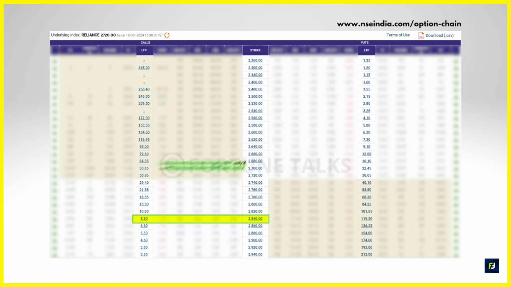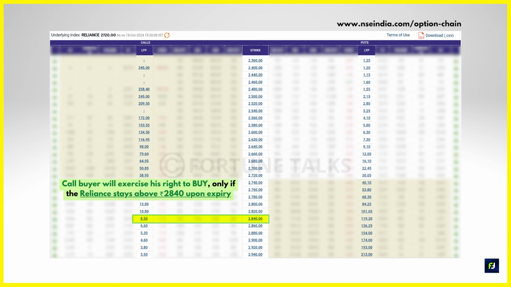highlighted here. Now, as per definition, this entitles the call option buyer the right to buy Reliance shares at the end of the expiry at 2,840 rupees. And you may already know under which circumstance it would make sense to exercise his right to buy Reliance at 2,840 at the end of the expiry. He will only exercise his right if the Reliance stock price rises above 2,840.